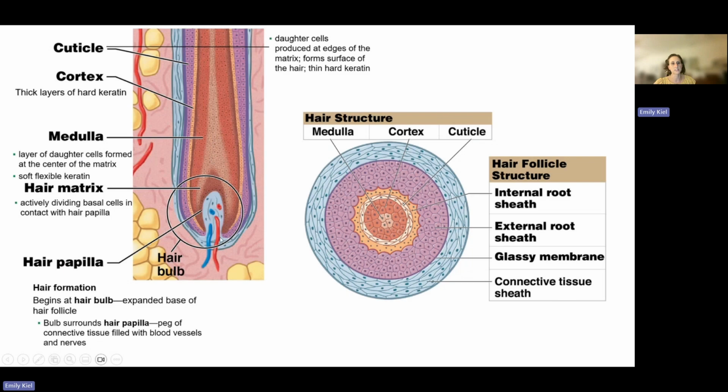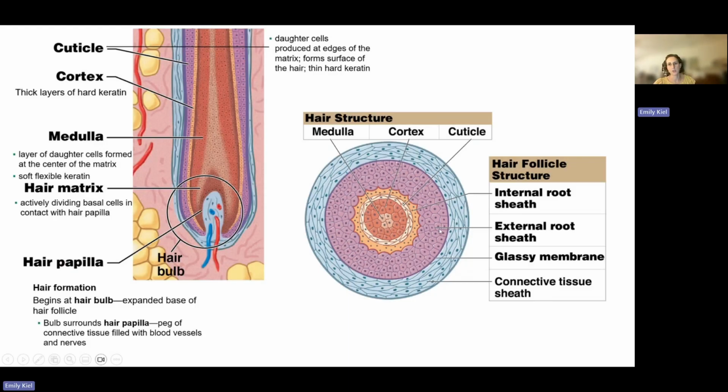The hair matrix itself is the part down here that's actively dividing, and it's got contact with the hair papilla. So here we've got our actively dividing cells, we've got our hair papilla, and then the hair bulb is the expanded base of the hair follicle, and it surrounds the hair papilla, which has those connective tissue and the blood vessels and the nerves.